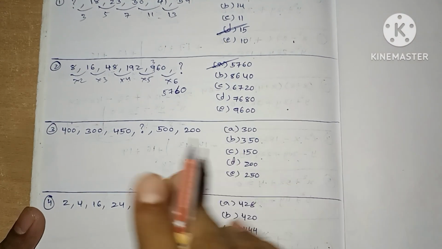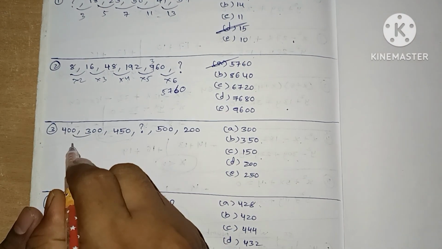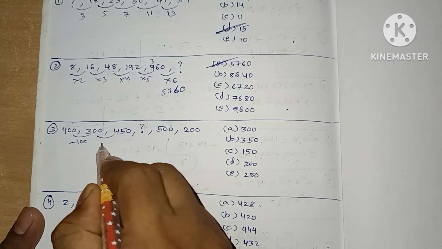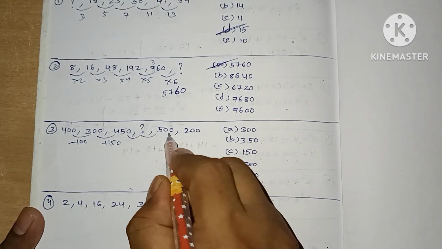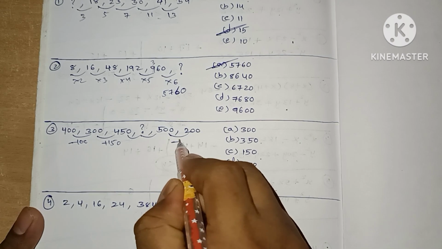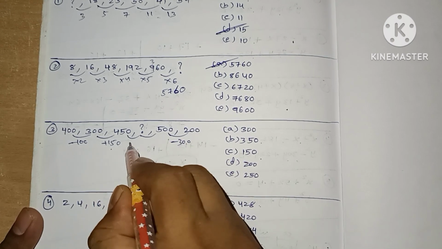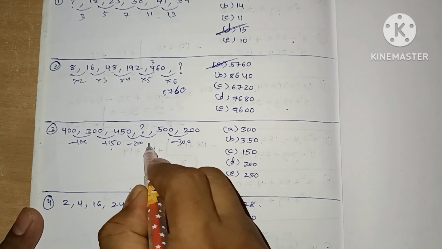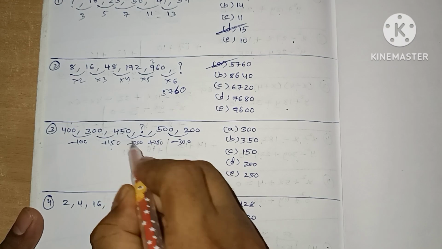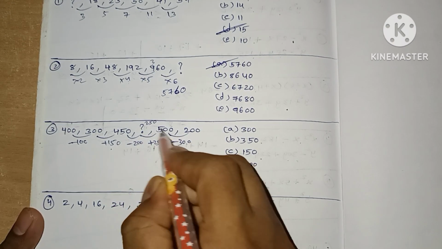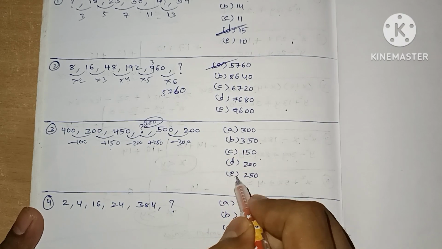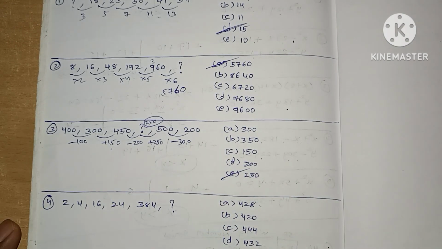Next, third question. Here the difference is minus 100, plus 150. We don't know here, and here the difference is minus 300. So 150 means minus 200 and plus 250. Minus 200 means 250. 250 plus 250, we get 500. So the answer is 250. Option E is our answer.